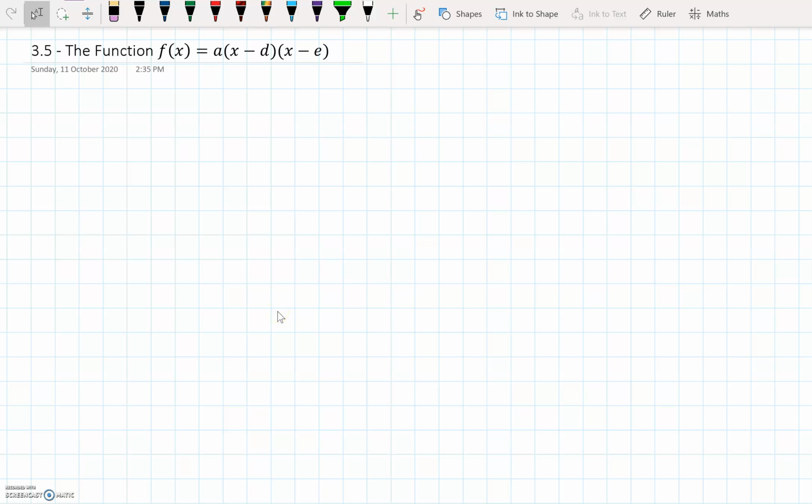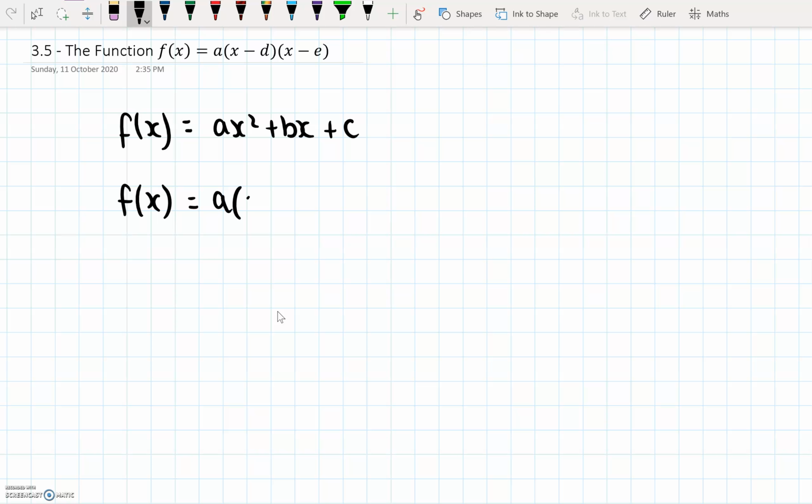Okay, what we're going to look at now is when our quadratic functions are written in a different form. Until now, they've always been in the general form, which is f(x) = ax² + bx + c. But what we're going to look at now is when the formula is in the form f(x) = a(x − d)(x − e), and d and e are obviously values. This is what we actually call intercept form.